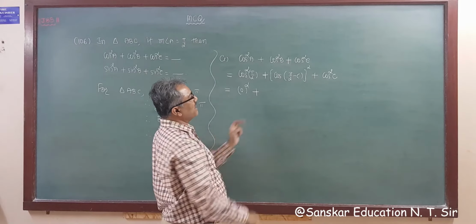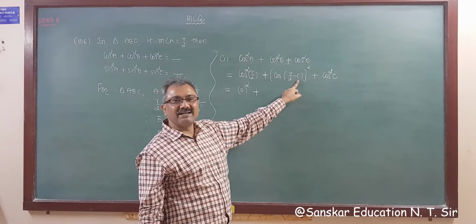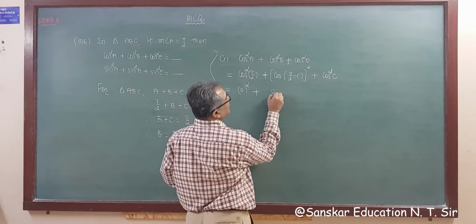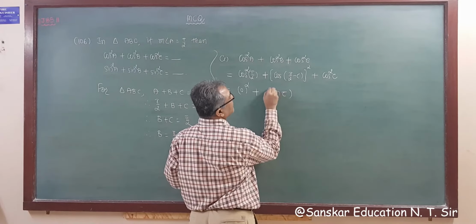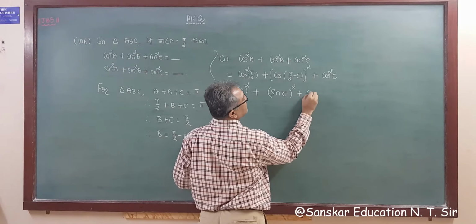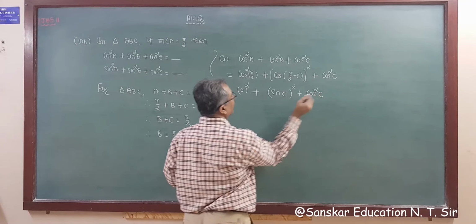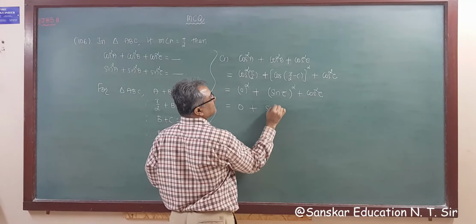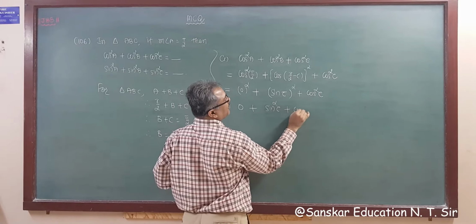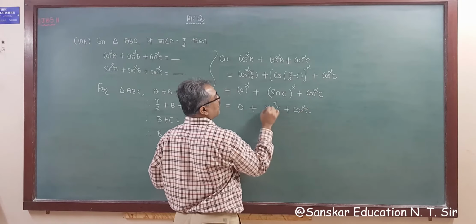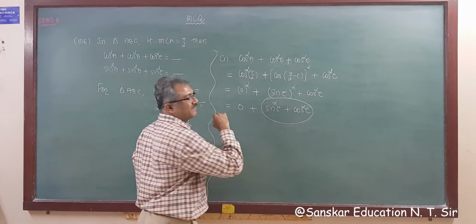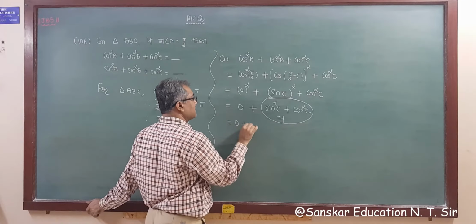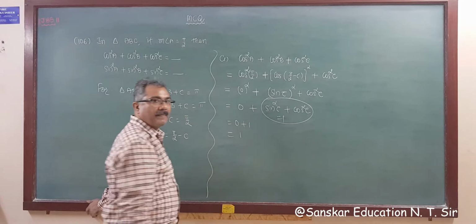Now this is cos pi by 2 minus theta. Cos 90 minus theta is sin theta, that you know from 10th standard. So this is sin C whole square, and this is cos square C. So this is 0 plus sin square C plus cos square C. Cos square theta plus sin square theta is 1, so the answer of this is 1. So the answer is 0 plus 1, which is equal to 1.